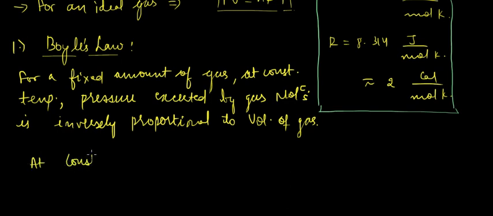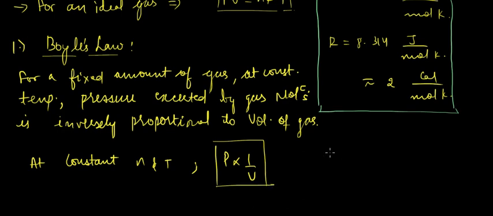So we can write that at constant n and T, pressure is inversely proportional to the volume, as P will be equal to nRT by V, and nRT would be considered a constant here, as we have been given that n and T are constant.